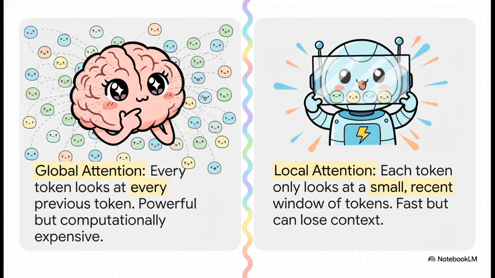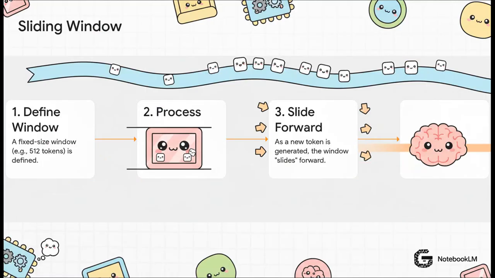Gemma 4 plays a really smart game here. It mixes the raw power of global attention, which sees everything, with the incredible speed of local or sliding window attention, which just focuses on the recent stuff. So how does that sliding window actually work?